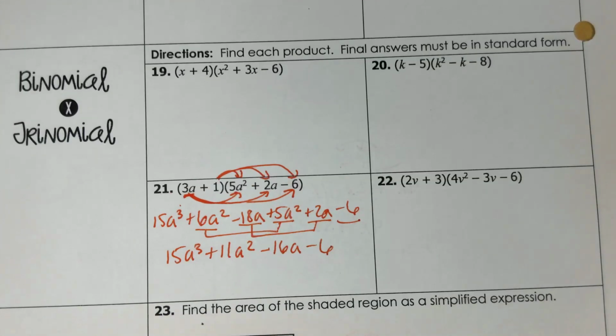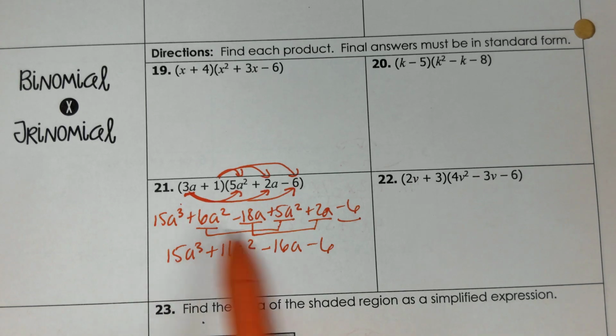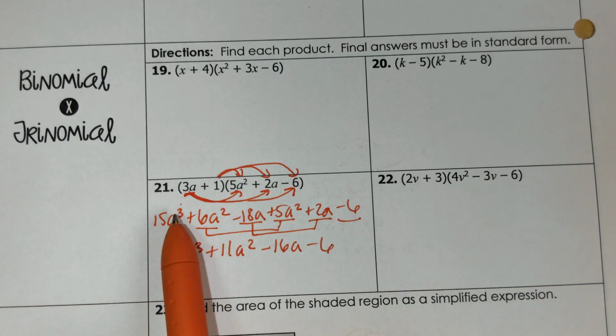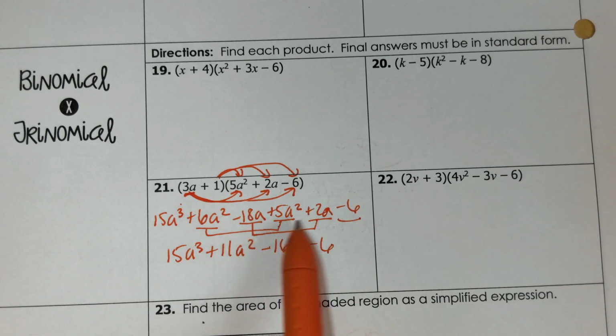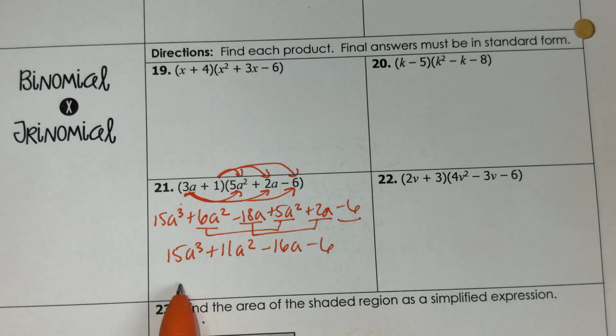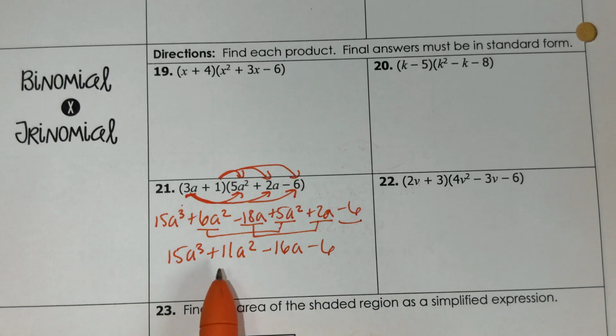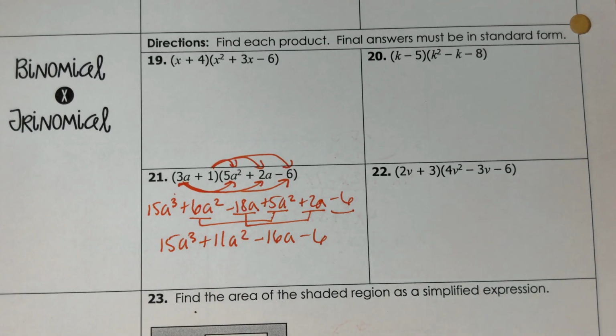Because everything lined up the correct way, and when I combined my like terms I did them as highest exponent first and brought my way down, I ended up having mine already in standard form. I've already combined all of my like terms and ended up with a final answer here of 15a cubed plus 11a squared minus 16a minus 6.